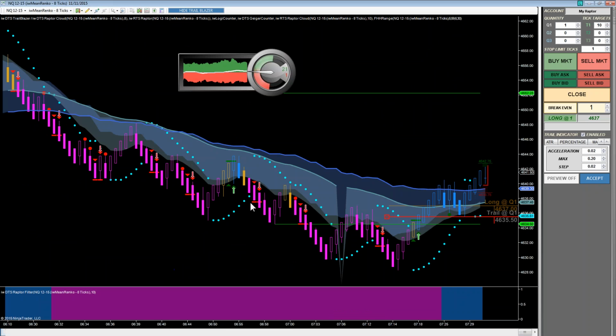Let's go back to the action here on the Raptor. Oh, the buyers are holding their own. Sellers and buyers so even. Look at this. Oh, there come the sellers. They're coming on hard. Push!